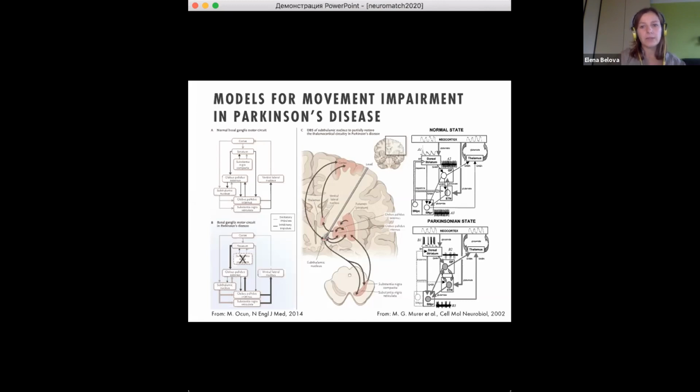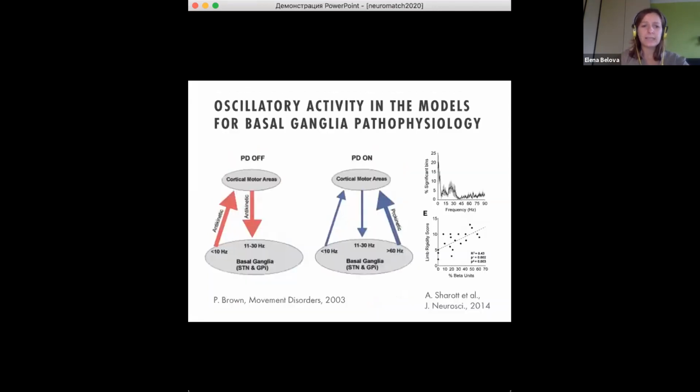The first model of basal ganglia network was proposed about 30 years ago by Albin and DeLong, and it states that imbalance between a direct and indirect pathway may prevent normal movement. But the current model of Parkinsonism pays specific attention to the patterns of neuronal activity. And they say that extensive synchronization in several frequency bands leads to the emergence of pathological oscillation in the basal ganglia structures.